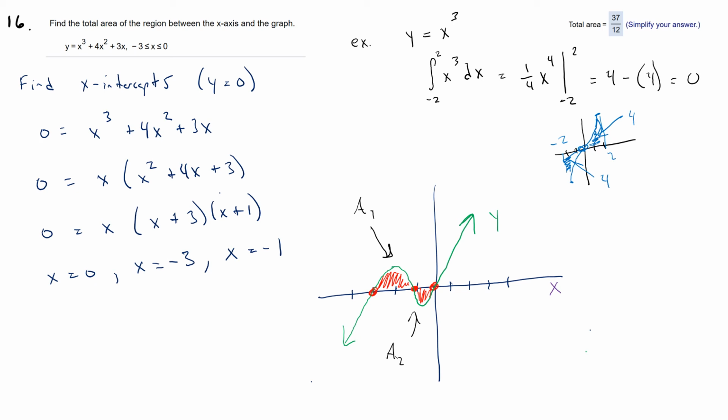All right, I have another slide. I'm going to pause the video and go to the next slide. I have to pause it so I can copy down this function because I have to integrate that.